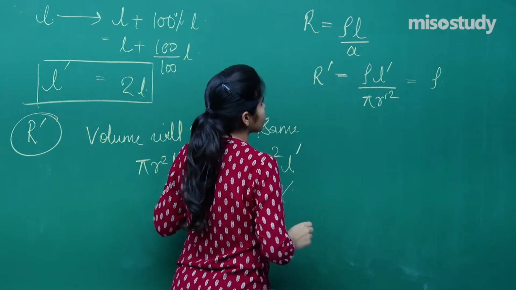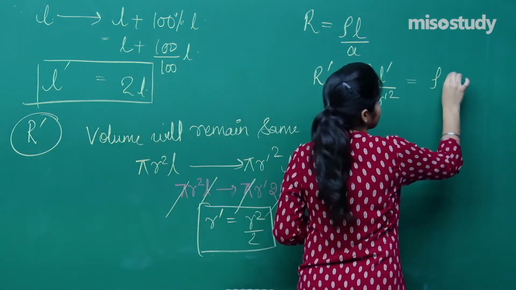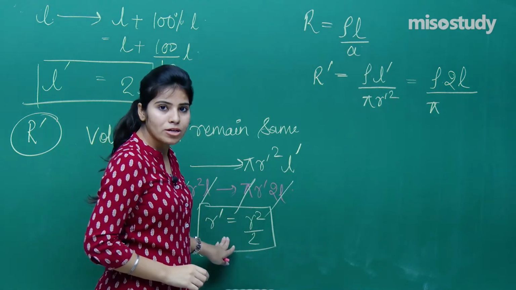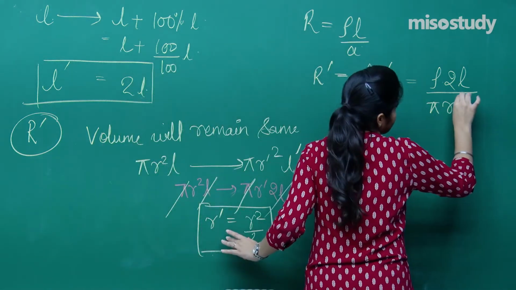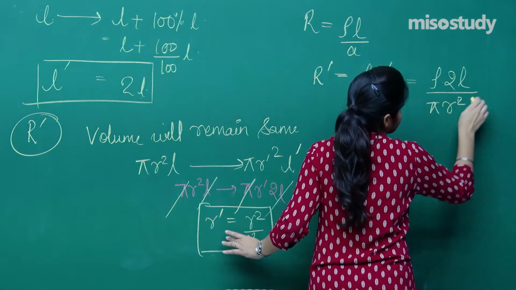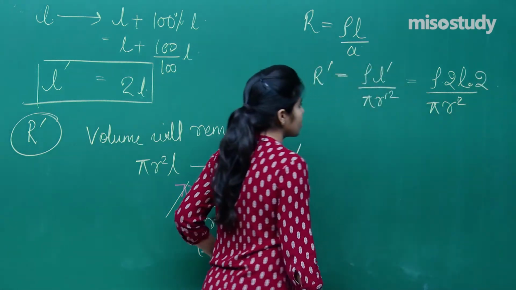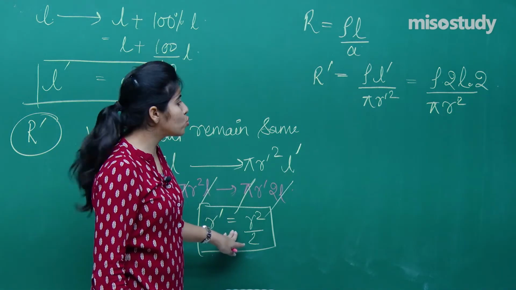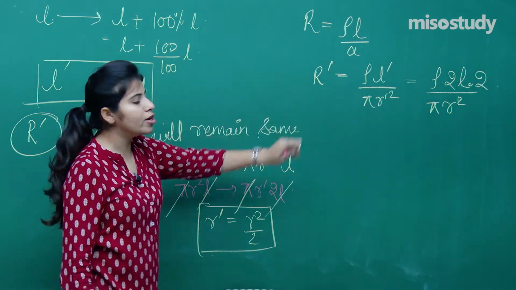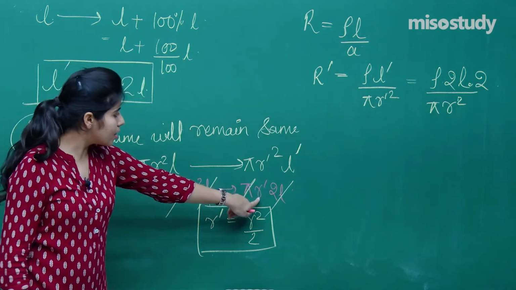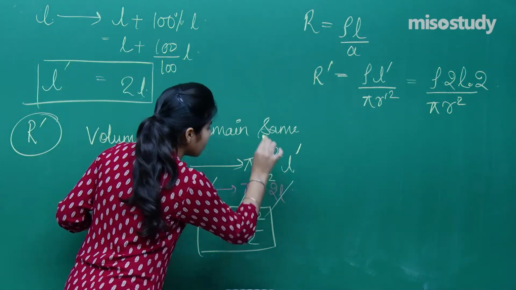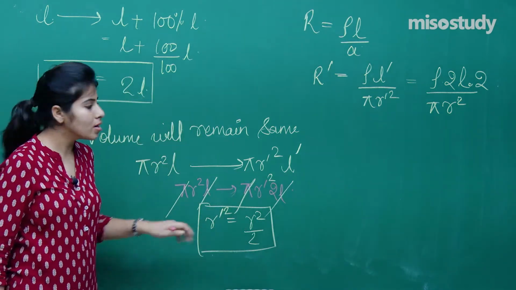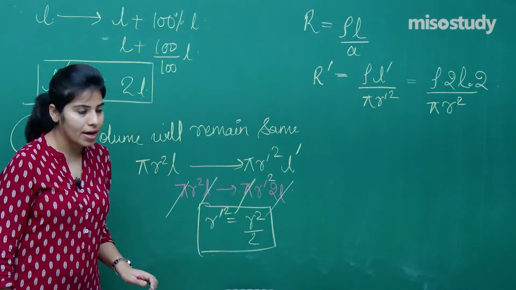Your L dash is what? 2L. R dash is what? R square by 2. So that will be, okay, what I am doing is I am just putting the value of R dash square. From here, your R dash square value has come out to be R square by 2, right? So I am just putting this value over there.